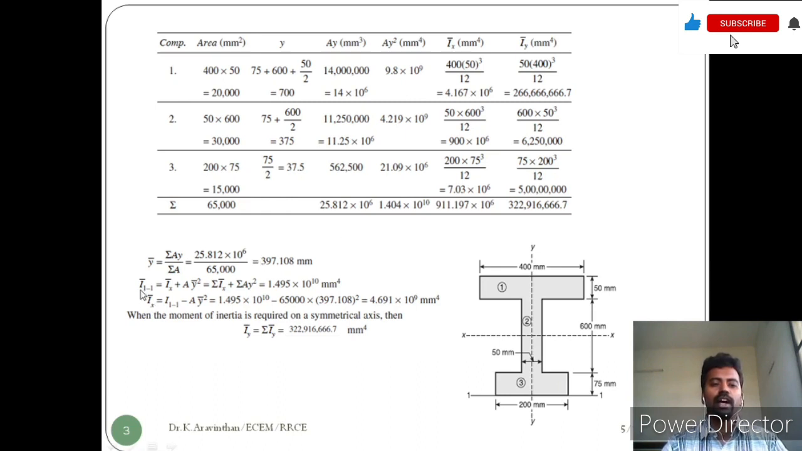After getting I11, you can substitute here 1.495 into 10 power 10 minus the total area, which is 65,000, which we have already found out, and y bar is 397.108. We substitute here and we have to square. Finally, you will get the answer as 4.691 into 10 power 9 mm power 4.